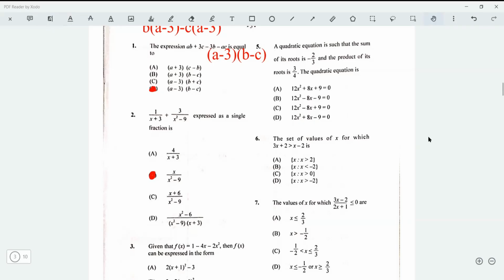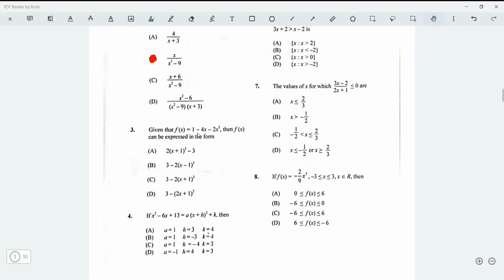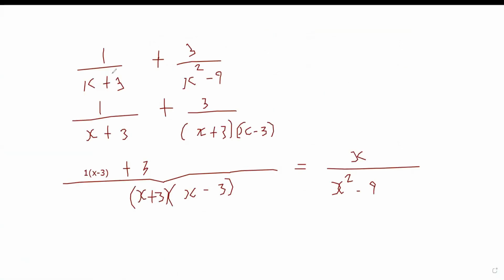Next part now says we need to complete the square, and it says f of x is 1 minus 4x minus 2x squared. So to do that, you write that down. f of x is equal to 1 minus 4x minus 2x squared. We want to complete the square.